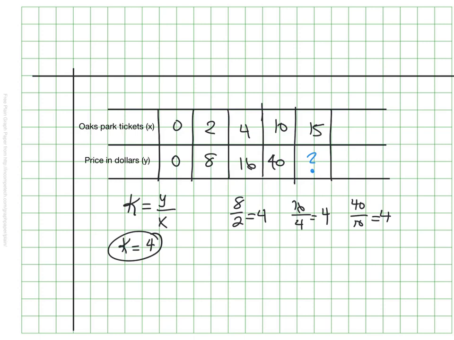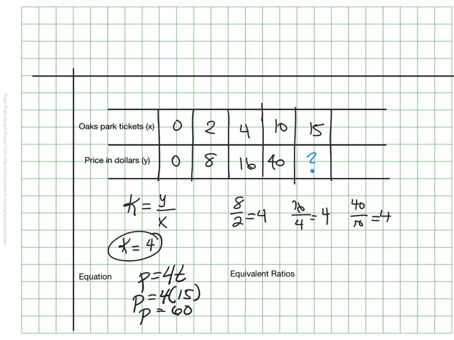And I can use this in a couple ways to figure out the price for 15 tickets. One is that I could make an equation. If I know that it's $4 per ticket, according to my constant of proportionality, then I could say the P for price is equal to 4 times the number of tickets, right? And I can just solve, the price is $4 for each of my 15 tickets. The price would be $60, right? And I could figure it out that way.